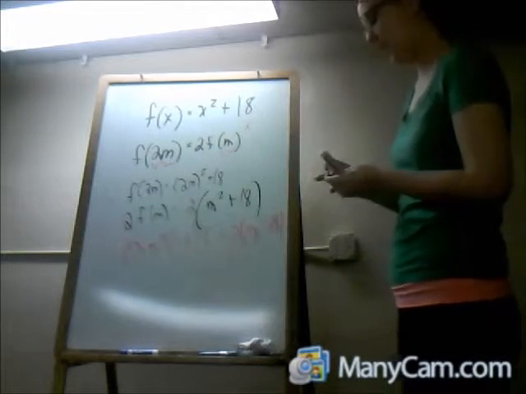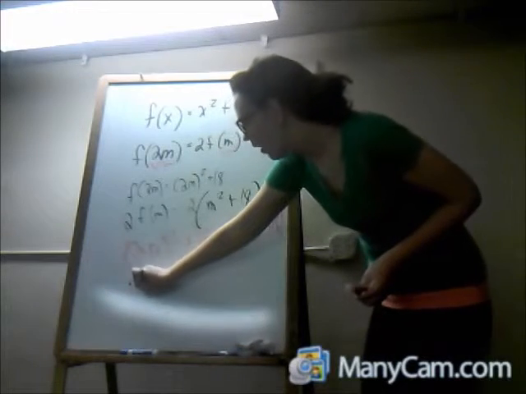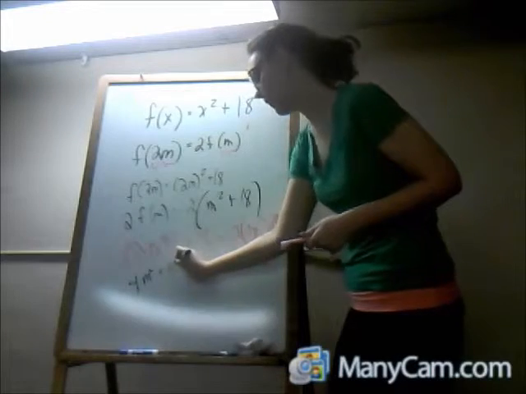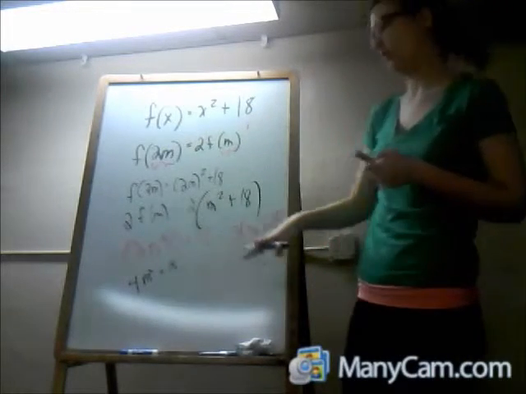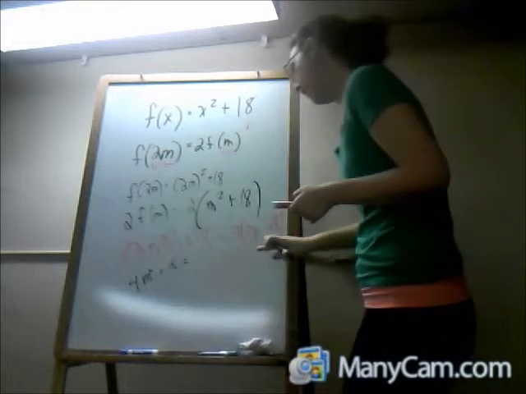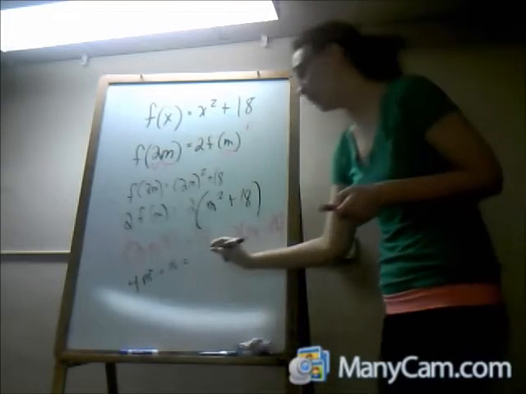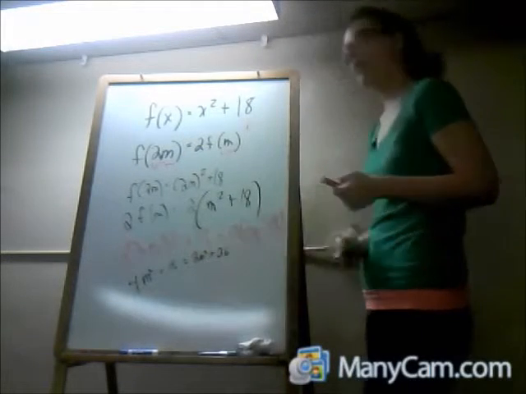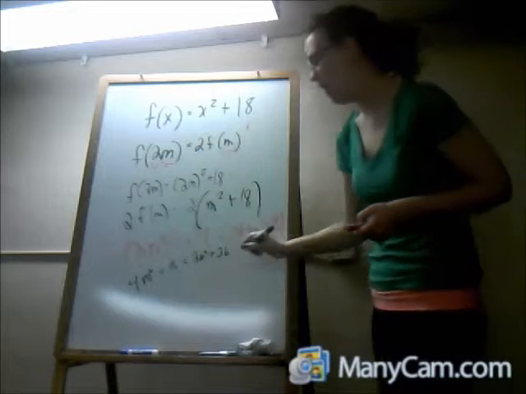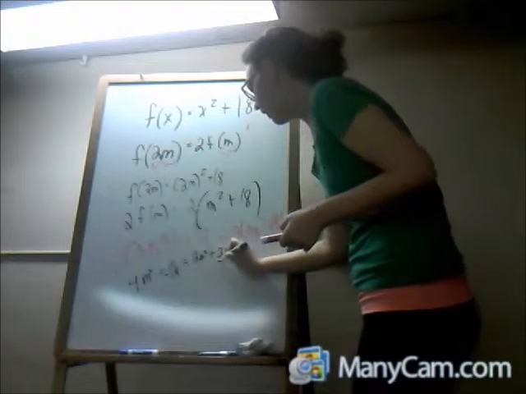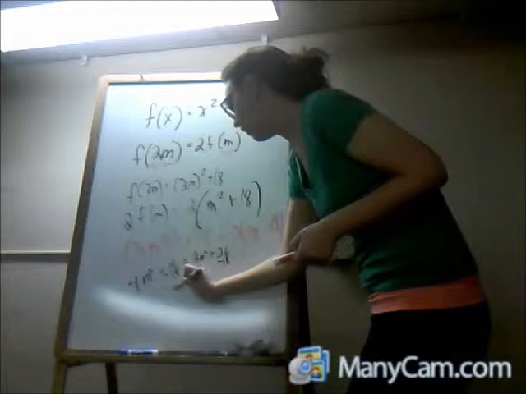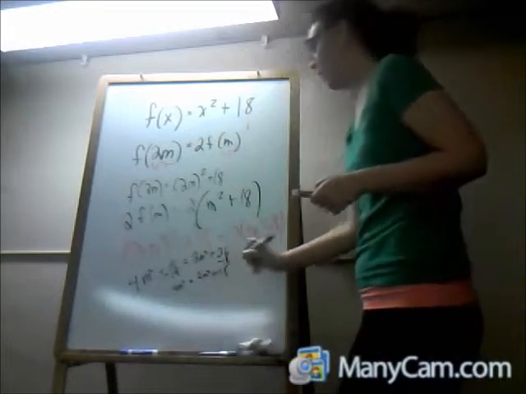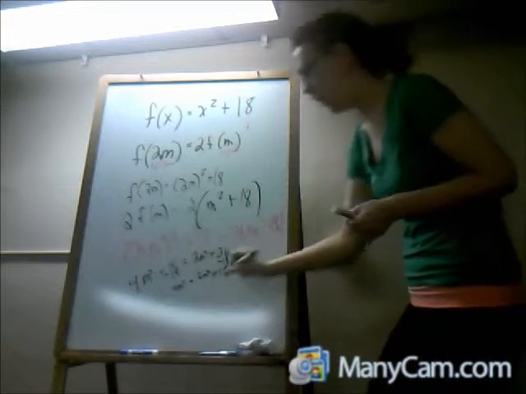Sure. So from here we've got 4m squared plus 18, right? Because it's 2 squared times m squared. Can everybody see this? Yeah. Okay. And then that equals 2 times m squared plus 18, so that's 2 times m squared plus 36, because we're distributing the 2. Then we subtract 18 from both sides, so we have 4m squared equals 2m squared plus 18. And then we subtract 2m squared from both sides.